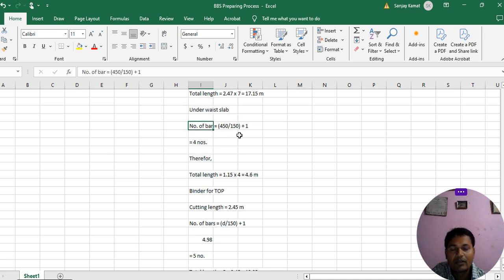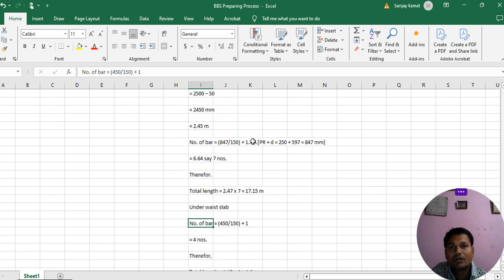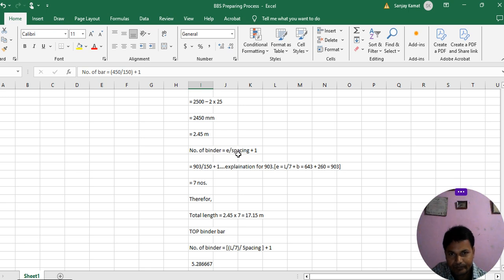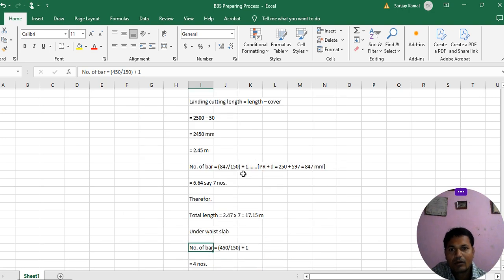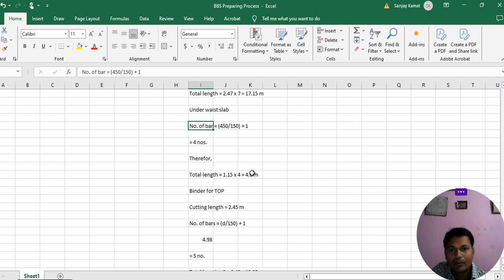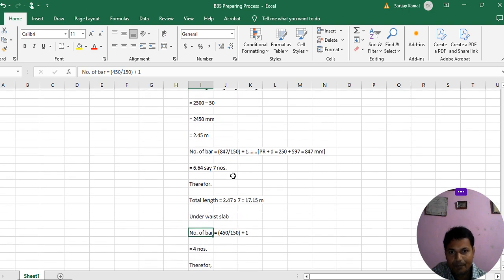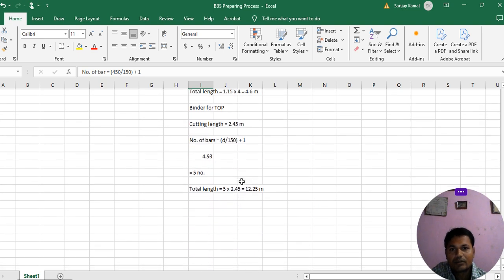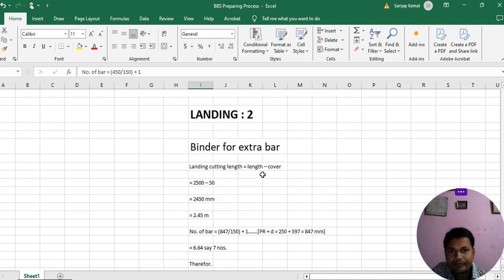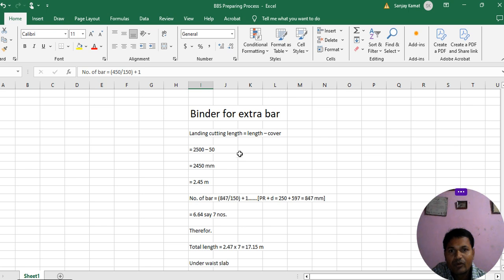This is the number of bars, and to calculate the number of bars, what do we have to do? We have to take 450 by 150 plus 1. Just now earlier you calculated this, no? Length by spacing, no? In the same way you can calculate. Now, after landing 2, the number of bars will be how much?